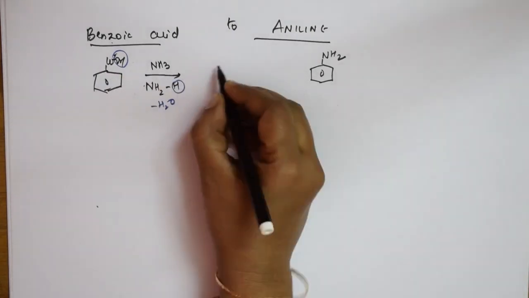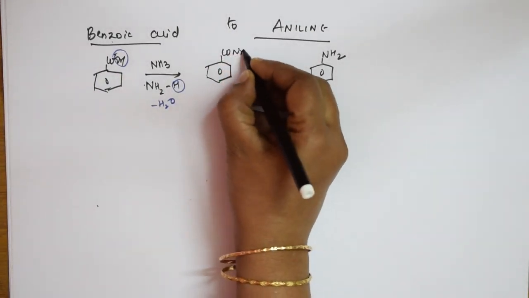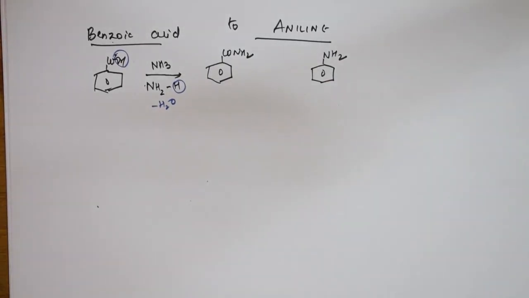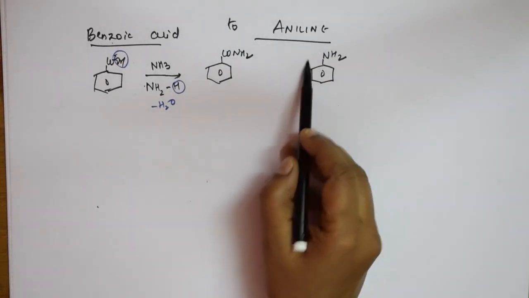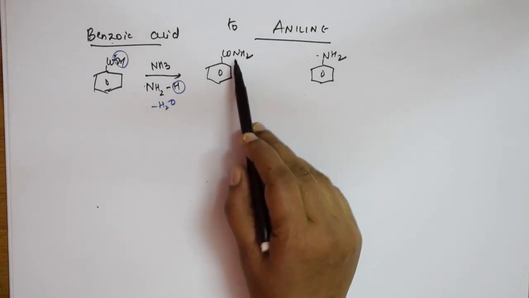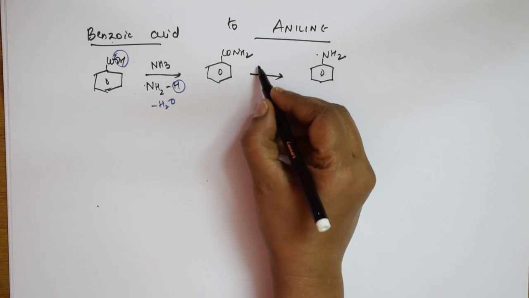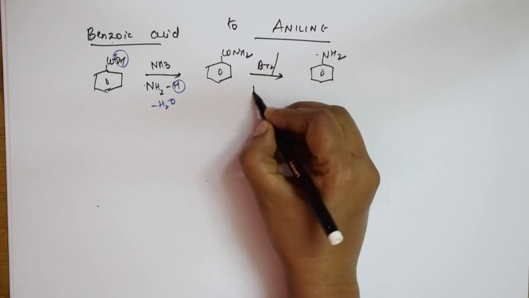Then this NH2 goes and adds here. Then this becomes CONH2, benzamide. Now simple, I'm only left with this. I should take out CONH2. So what am I going to do? I'm going to add a simple bromine in the presence of NaOH.